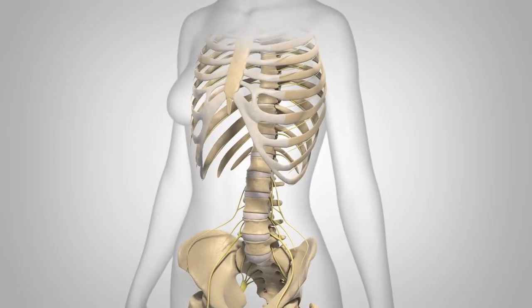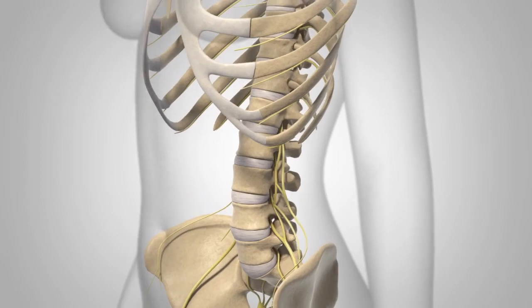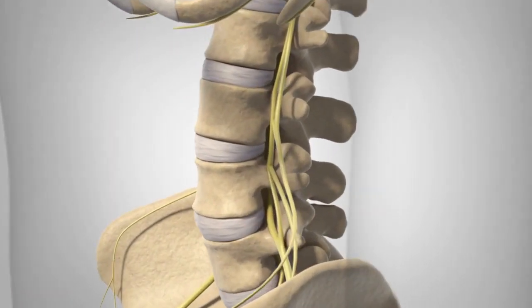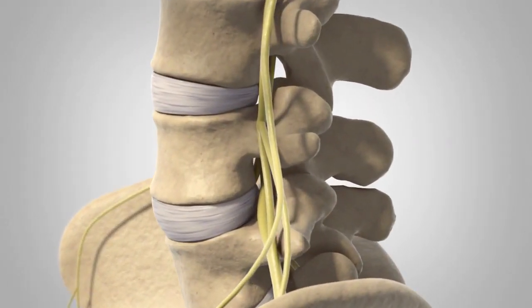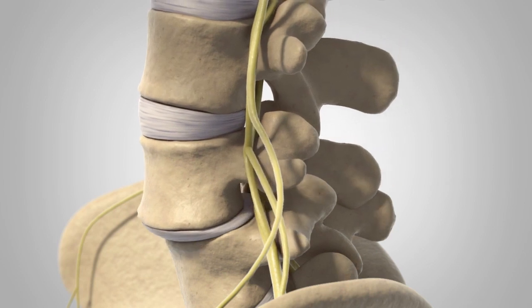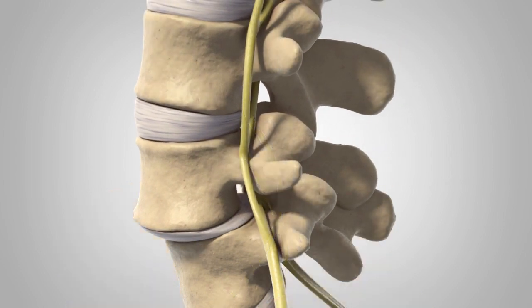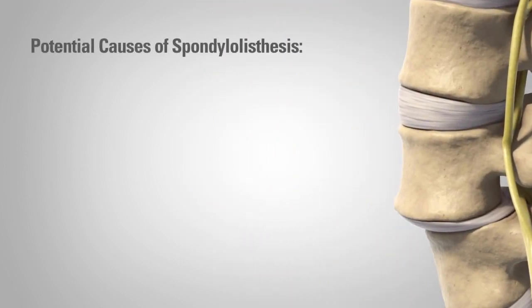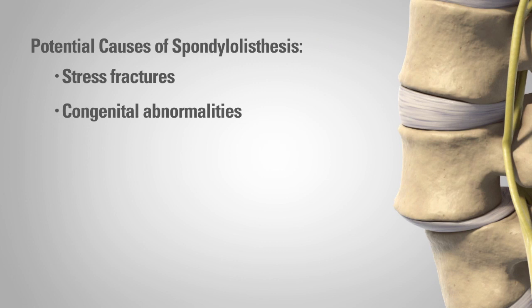Advanced degenerative disc disease that results in spondylolisthesis is a condition where the disc degenerates, resulting in a loss of disc height, causing instability, and one vertebra to slip forward over another one below it. Other causes of spondylolisthesis include stress fractures or congenital abnormalities, and in rare cases, a tumor or trauma.